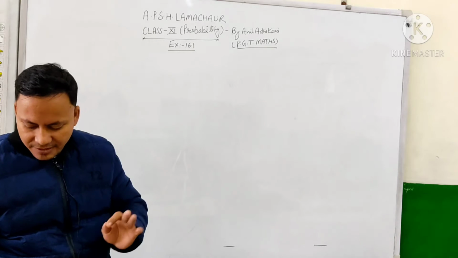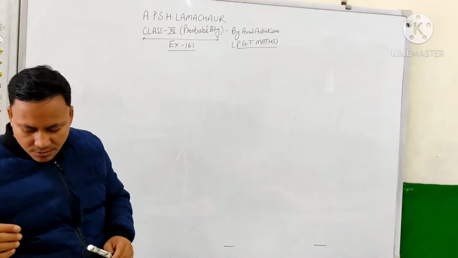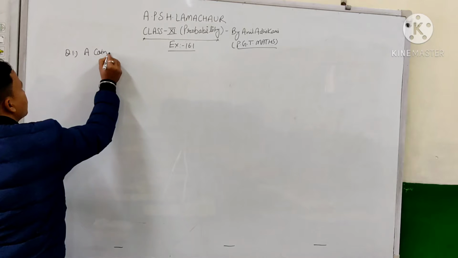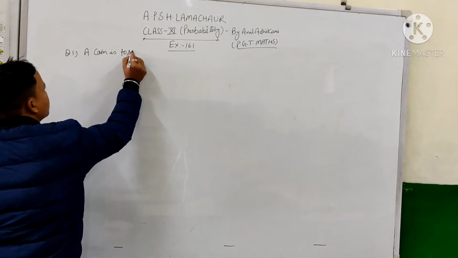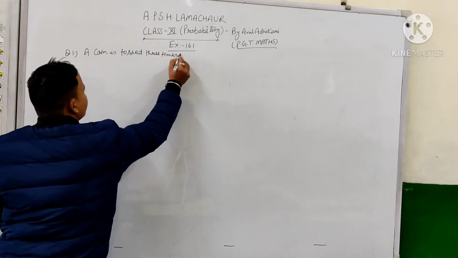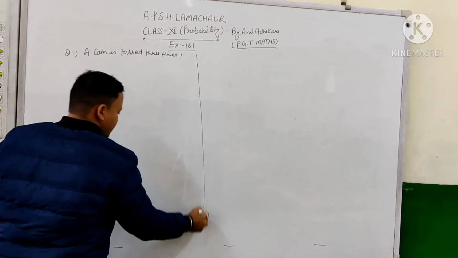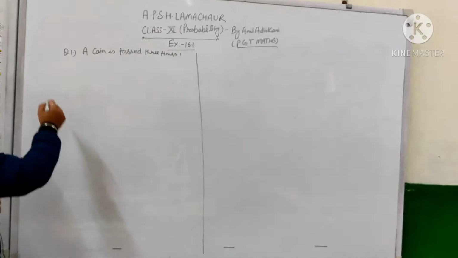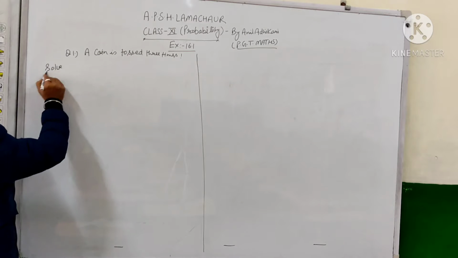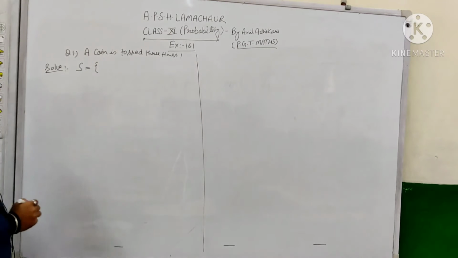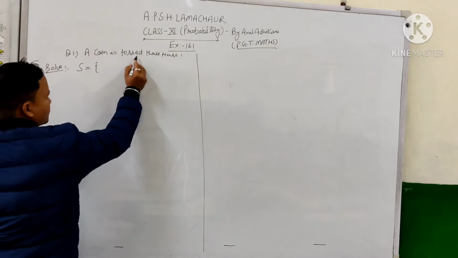Okay, so let's start. The very first experiment is: a coin is tossed 3 times. Question number first. This is the statement which we have been given, or you can say this is the experiment for which we have to find out the sample space. So what is the solution for it? Let S be the sample space for it. And what is the experiment? A coin is tossed 3 times.